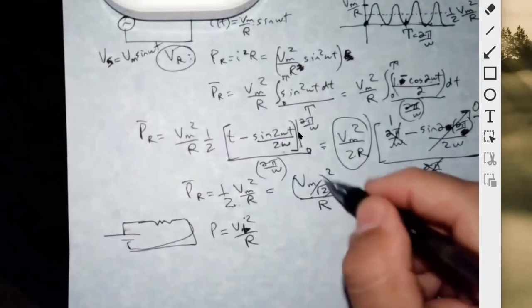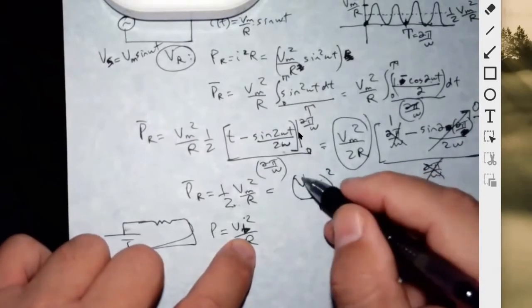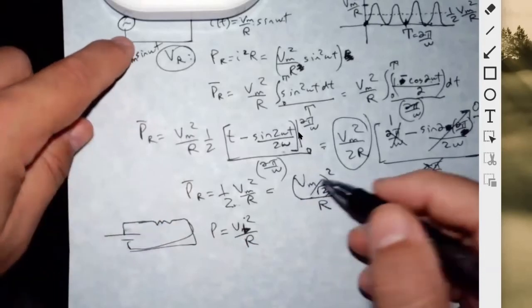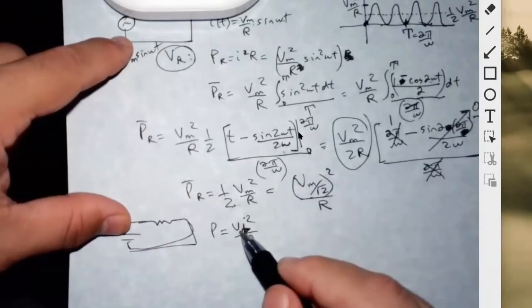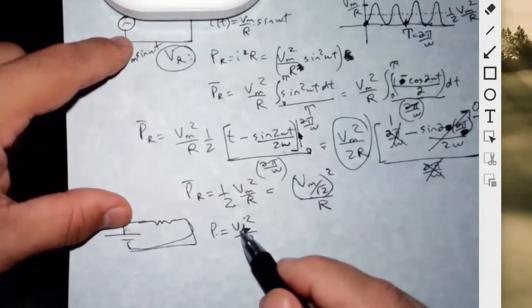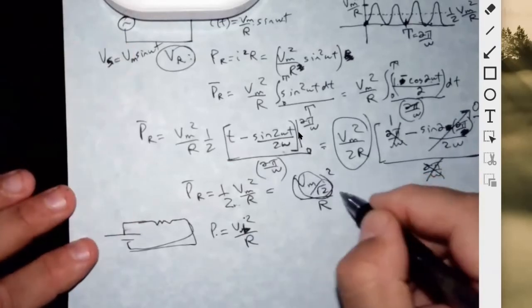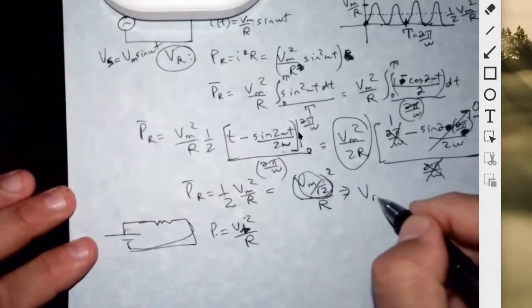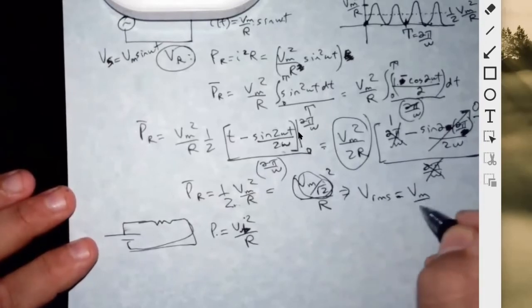Then this thing we can call the effective voltage of an AC source, because it resembles the equation for a DC battery. Power of a DC source is VB squared over R. So this thing is what we call the root mean square of an AC source, Vm over root 2.